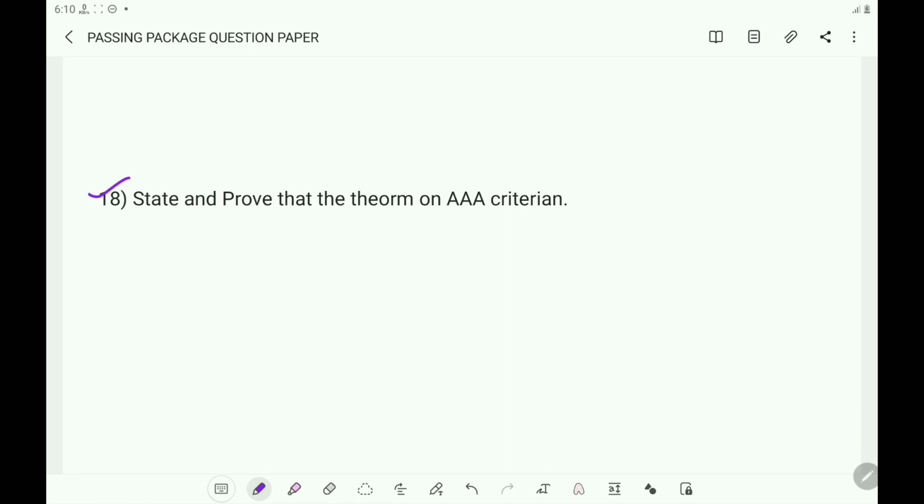Children, now let us take question number 18, that is, state and prove the theorem on the AAA criterion. This theorem is already proved in the video lesson of the triangle chapter. Go through the video lesson of that chapter and learn to prove the theorem, and the link will be given in the description box.